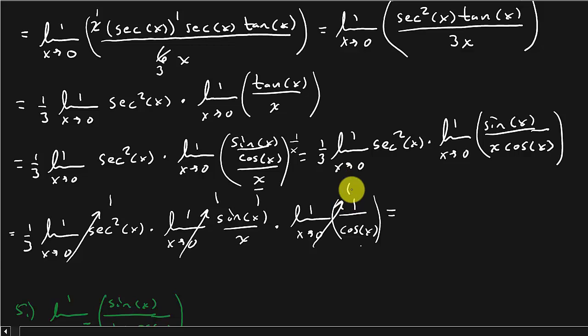So that's 1 also. So I've got 1/3 times 1 times 1 times 1. And that is going to be what? Whoop, I got 2 equal signs there. That's going to be 1/3. There's your answer.